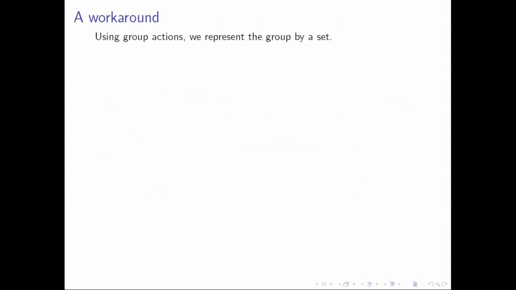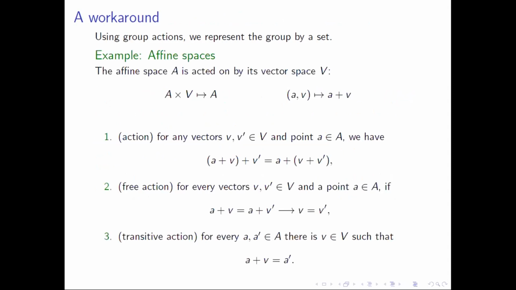So we do the following workaround. Instead of using groups, we will represent the groups by sets, trying to get rid of some of the structure that could be exploited by Shor's algorithm. And so the example of a group action that we want to keep in mind is the affine space.